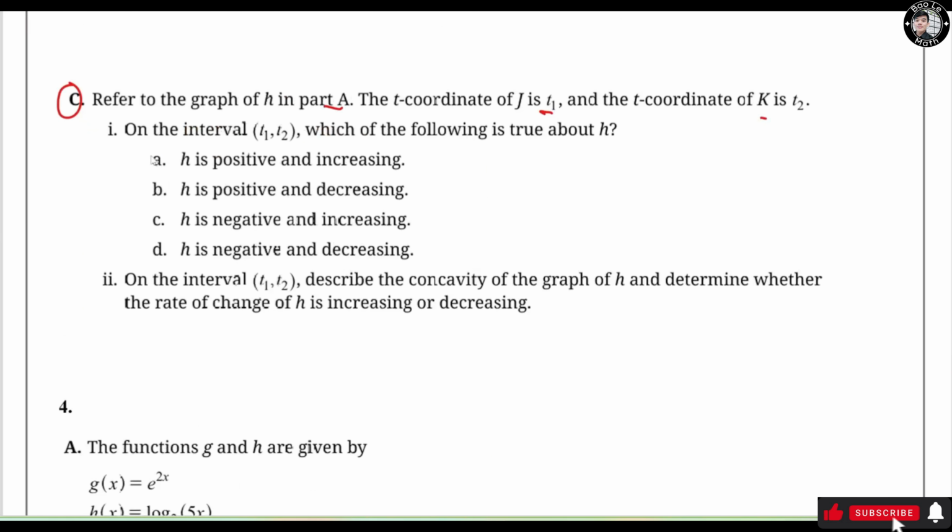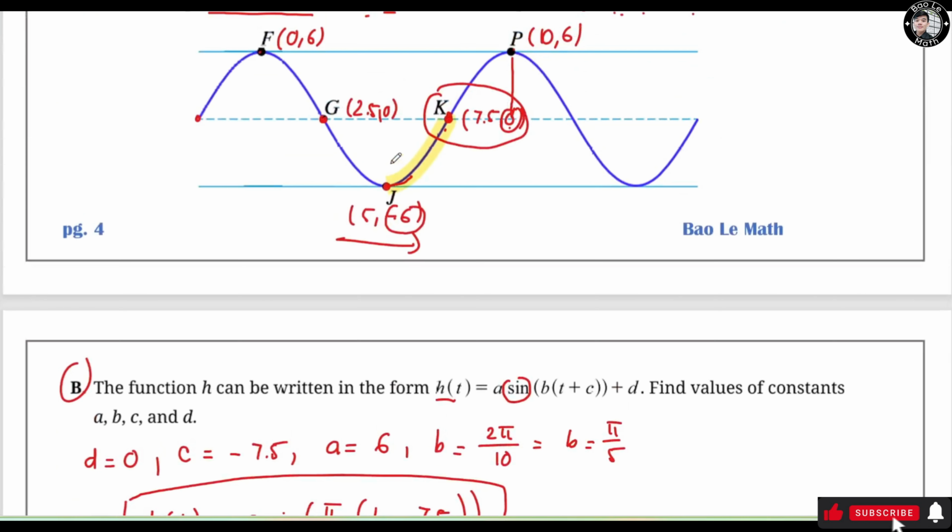We need to remove A and B. Now, we draw the tangent line. We see that the slope of the tangent line is positive. Look at the Christmas tree trick. The tangent line is going this way. The slope is positive. This one is negative. So for this one, the slope is positive.